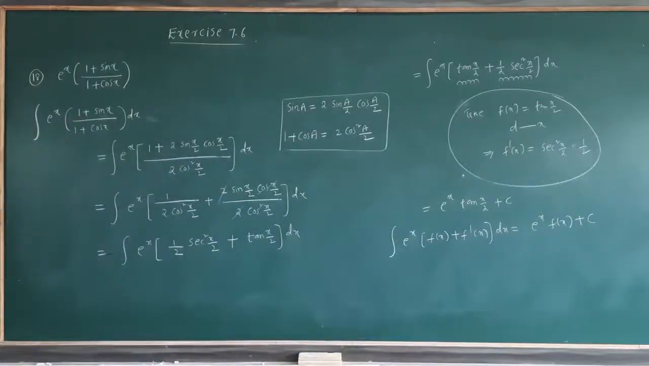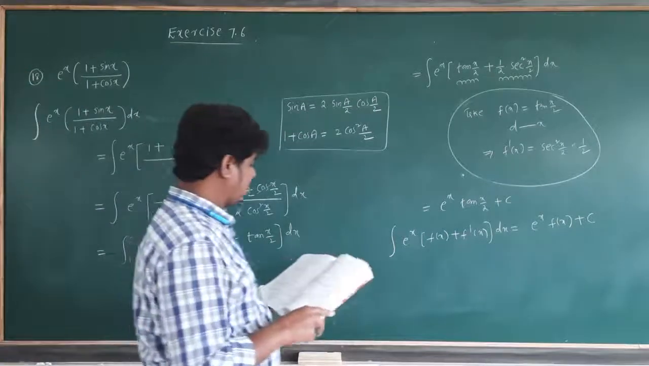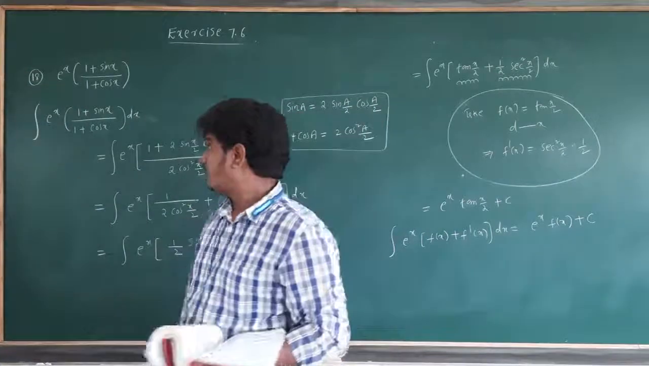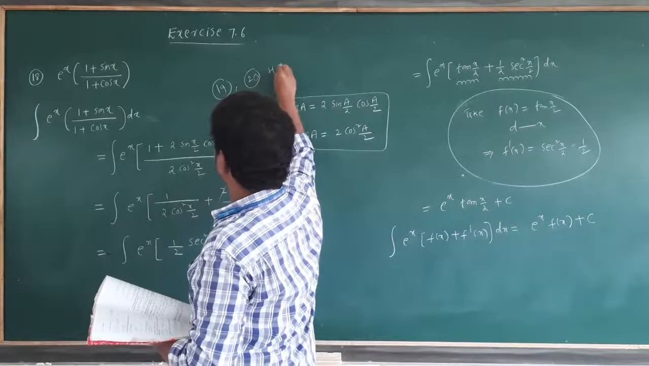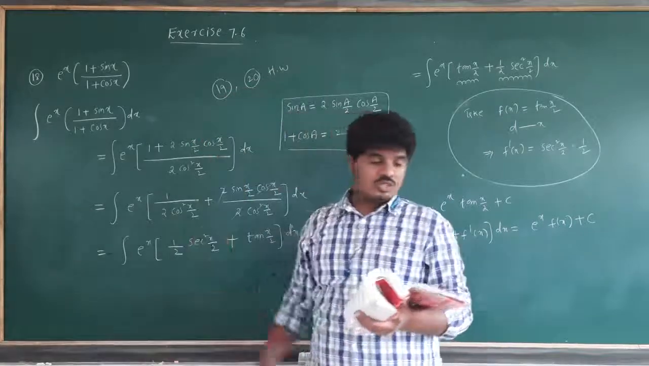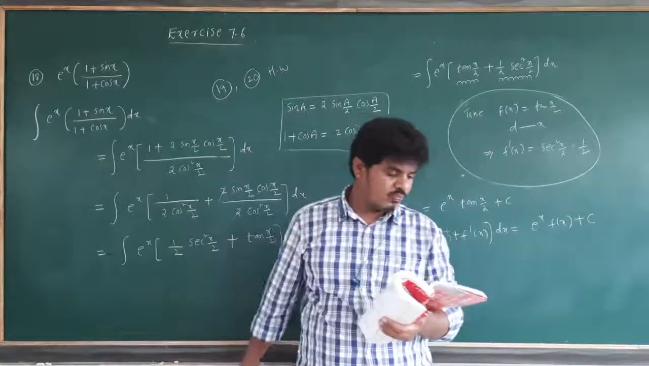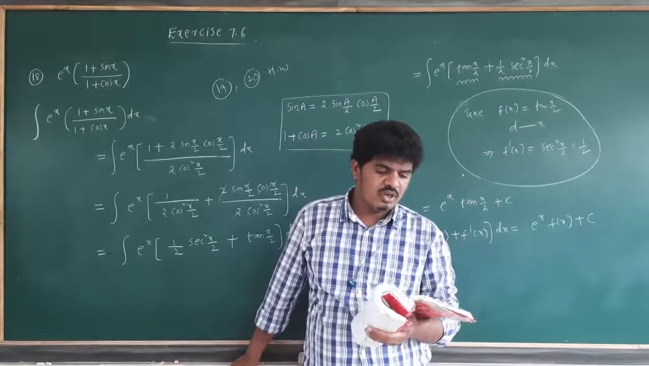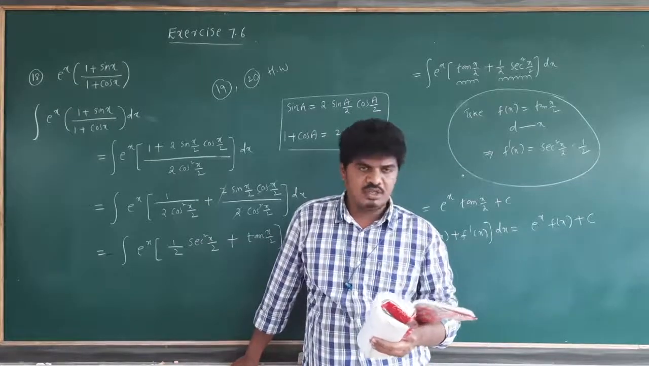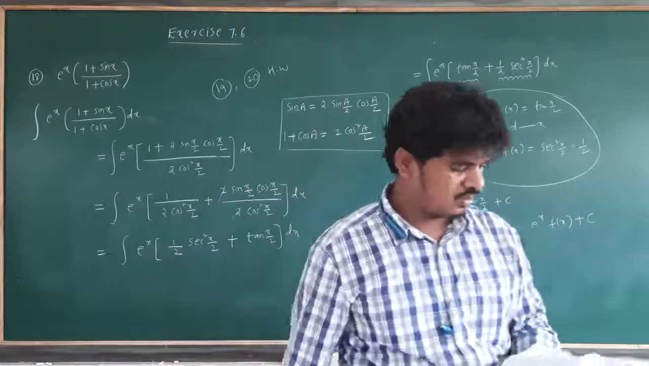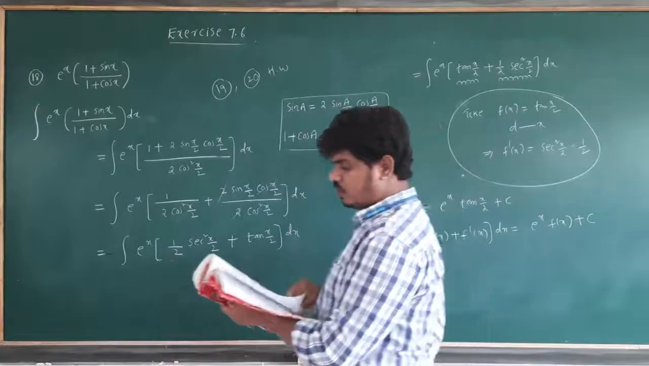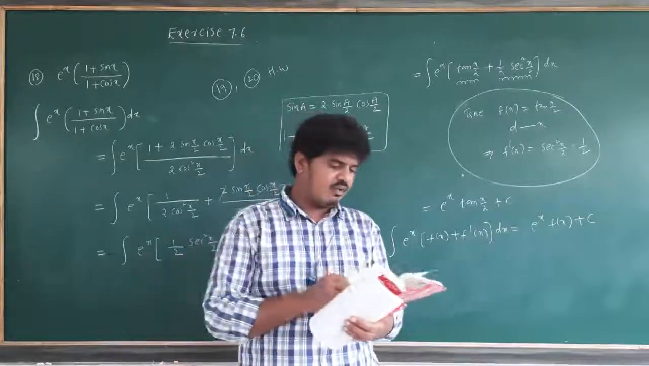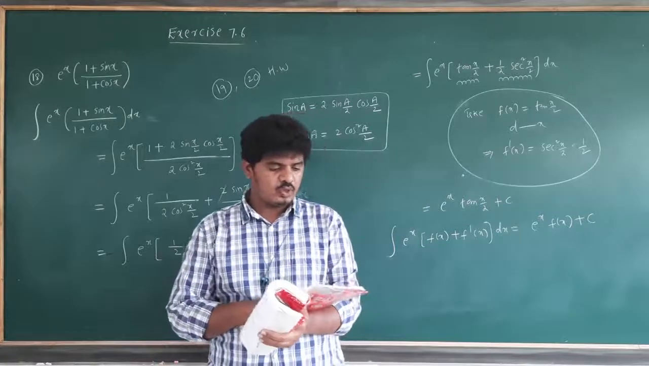Here I said problems 16, 17, 18, and 19, 20 are homework. These two are also the same as these three, so you should do them. Next, we would discuss 21. 21 is different from these. I will not tell 21; 21 is also homework only. Instead of 21, I will tell one example. You can solve 21.